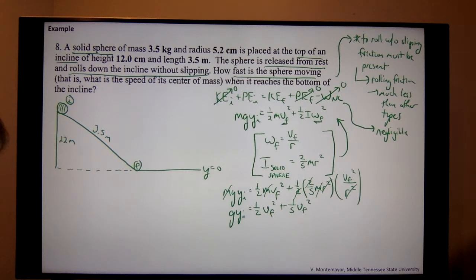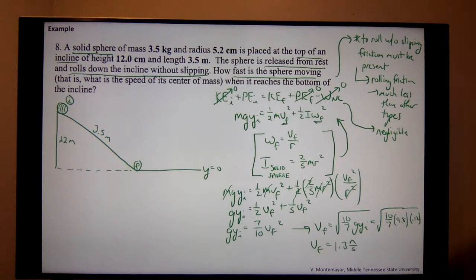Nice. So if you get a common denominator, the 1/2 and the 1/5, add those and you get 7/10 V final squared. And that's equal to gy initial. And we're solving for V final. So that's going to be V final is the square root of 10/7 gy initial. And we have all of those values. So V final, let's see if we plug those numbers in. 10/7 times 9.8 times 0.12 should give you 1.3 meters per second at the bottom of the incline.